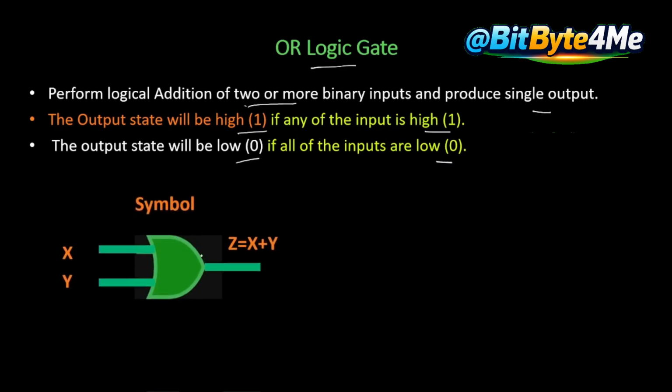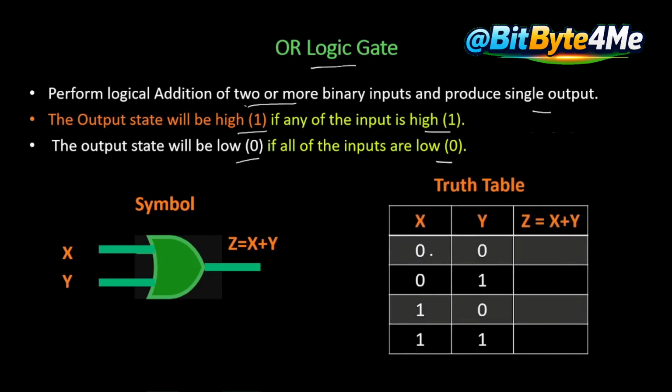Its symbol is like this: X and Y are inputs and you get X plus Y as output. The truth table lists all the combinations of inputs as 0 0, 0 1, 1 0 and 1 1. Its output will be 0 if both the inputs are 0. Otherwise, if any of the inputs is 1, the output will be 1. 0 1 gives 1, 1 0 gives 1, and here both are 1, so the output will be 1. So the output will be low only if both the inputs are low.